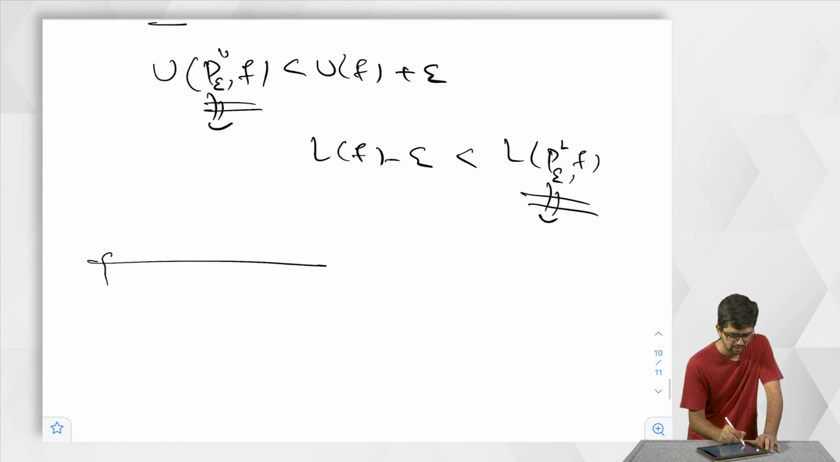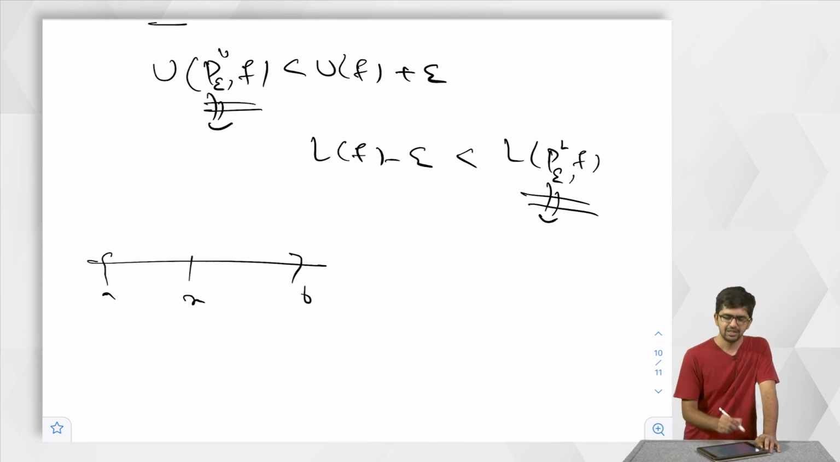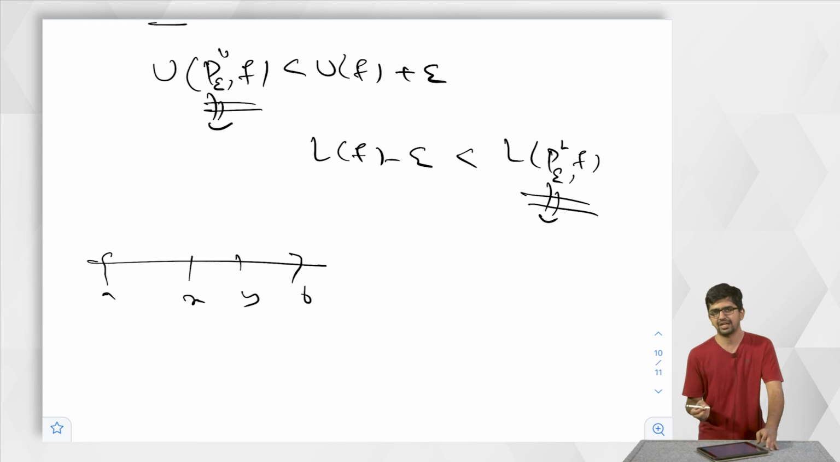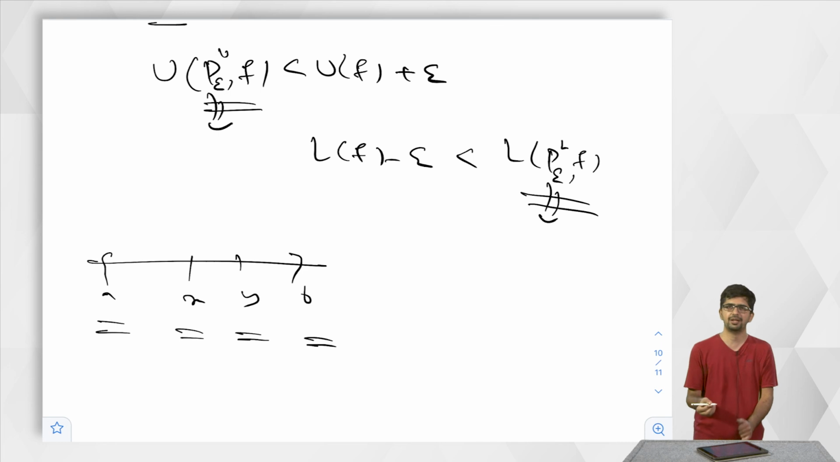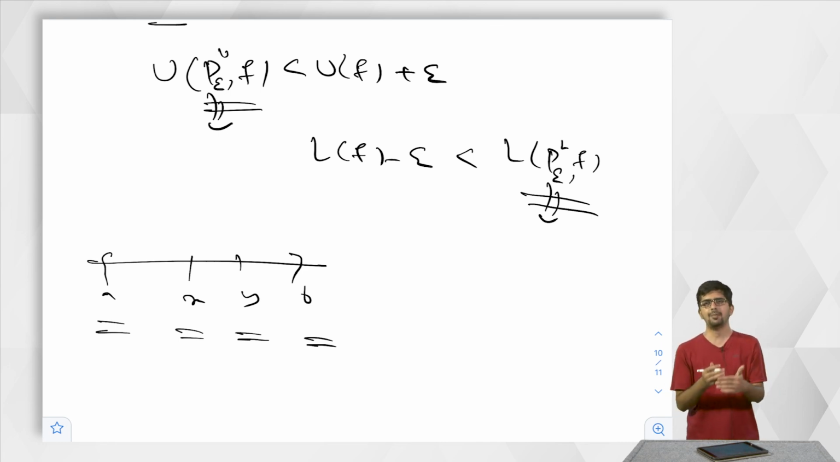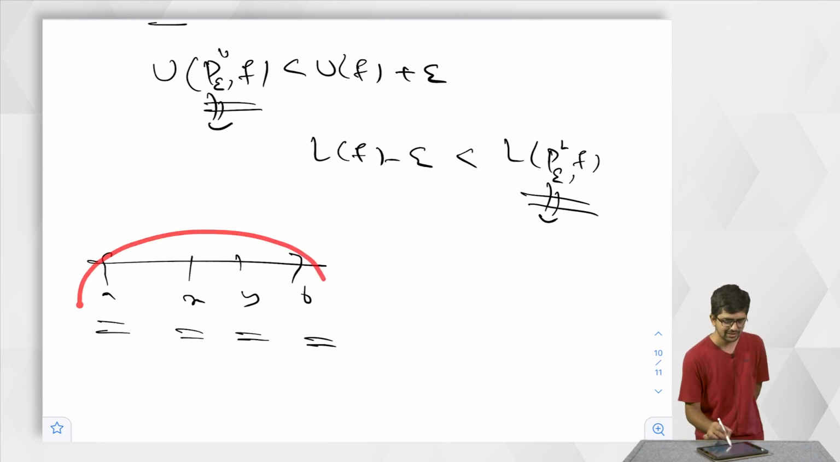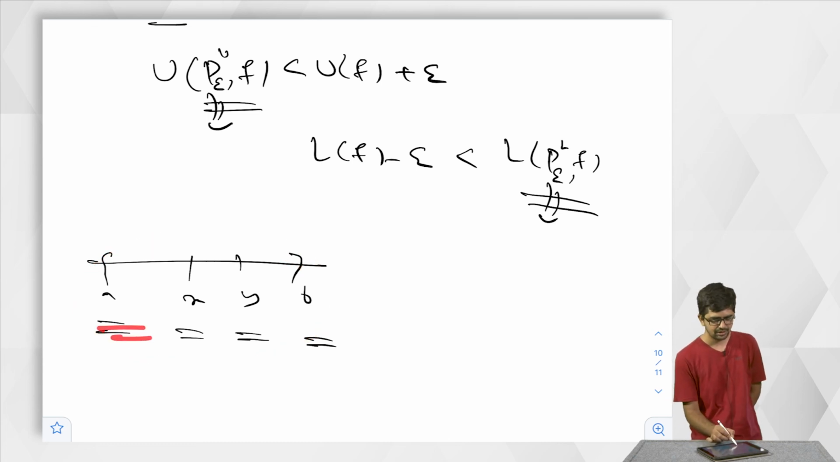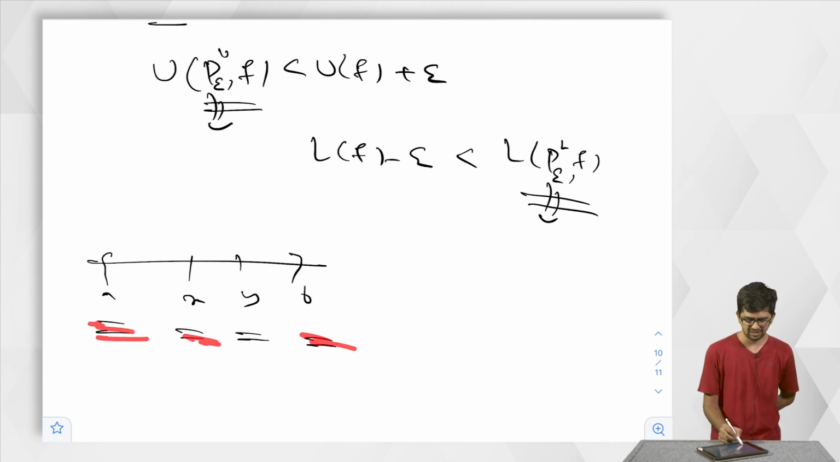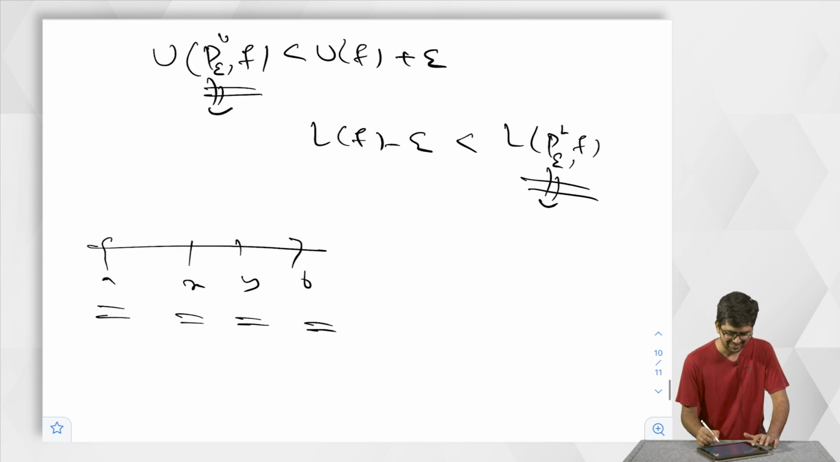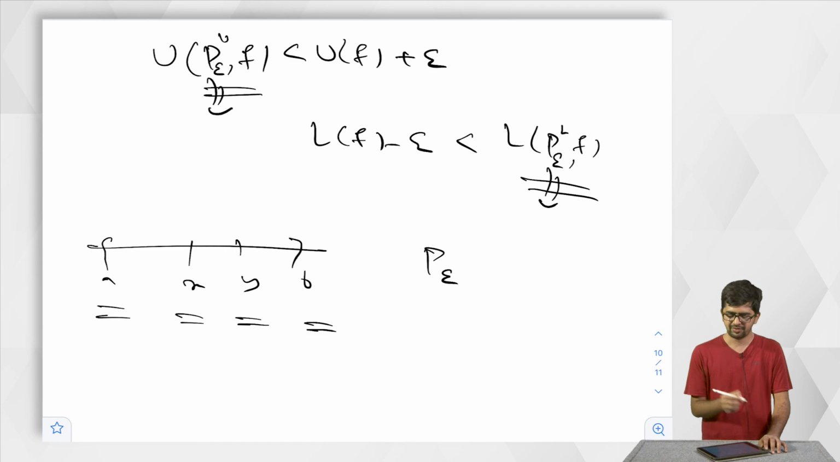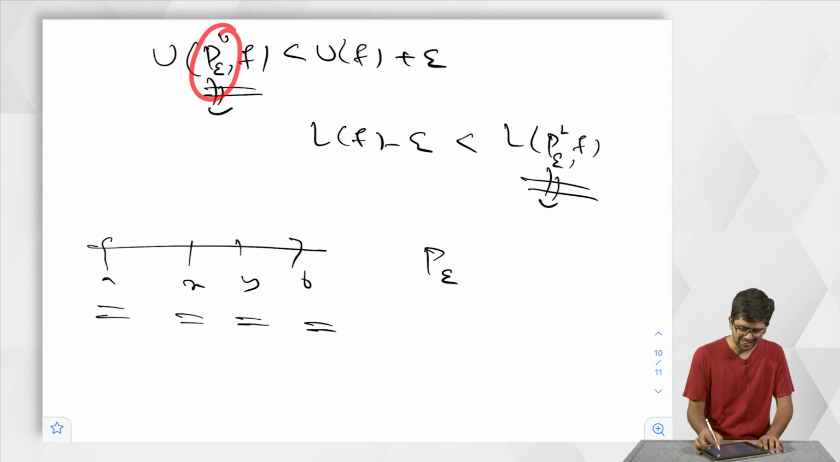Let me write down that. Suppose a, x, b is a partition and a, y, b is a partition, one can simply take the union a, x, y, b, which is a partition. This kind of thing is called a common refinement. So, the resulting thing is a refinement for both a, x, b and a, y, b. So why am I doing that? Let us take P_epsilon to be a common refinement of this and this.